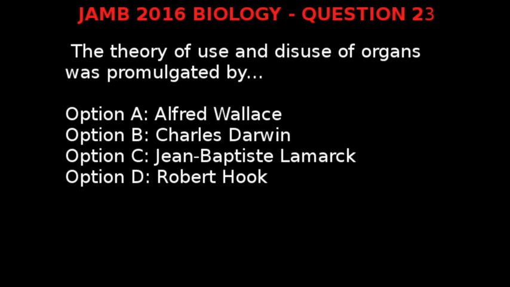JAMB 2016 Biology Question 23. The theory of use and disuse of organs was promulgated by option A, Alfred Wallace, option B, Charles Darwin, option C, Jean-Baptiste Lamarck, option D, Robert Hooke. The correct answer to this question is option C, Jean-Baptiste Lamarck.